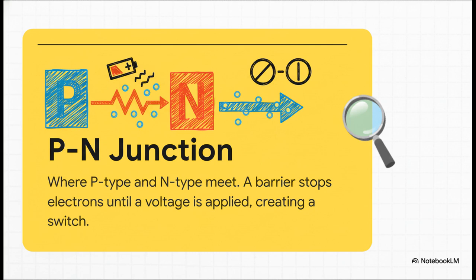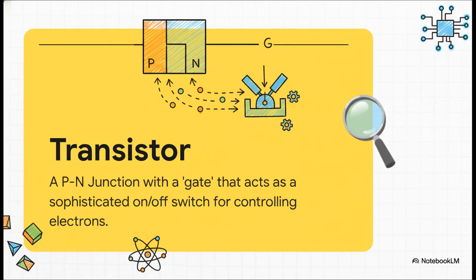But, and this is the magic part, if we apply just a little bit of voltage, we can push through that barrier and turn the flow right back on. And there you have it, our very first basic digital switch. It's either on or it's off. The PN junction is the foundation, for sure. But the transistor? The transistor is the masterpiece.